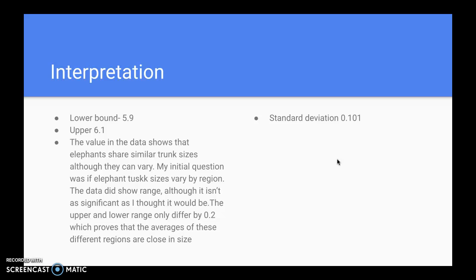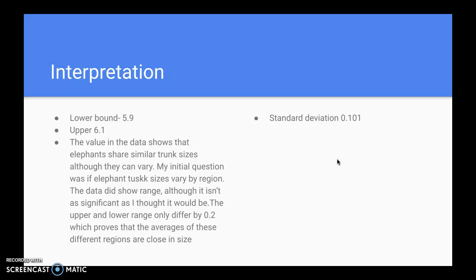The next is the interpretation. I did use our helpful little machine to get all of this information. So the lower bound would be 5.9, upper 6.1, 6.2. The standard deviation was 0.101. So small. And then just kind of a little overview.